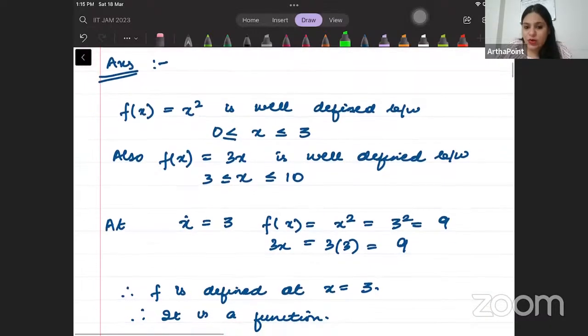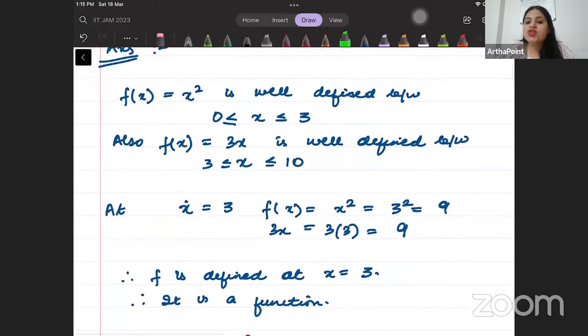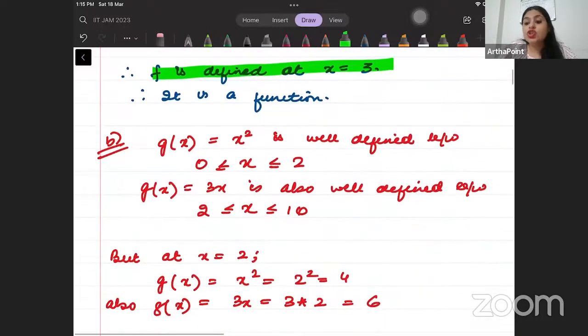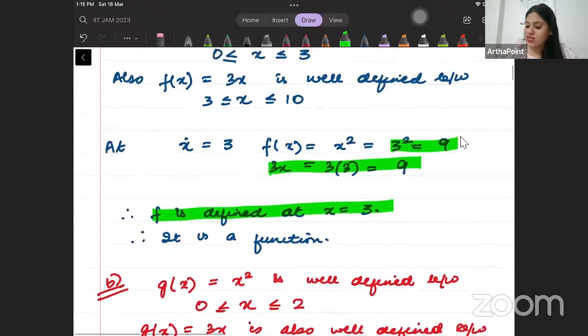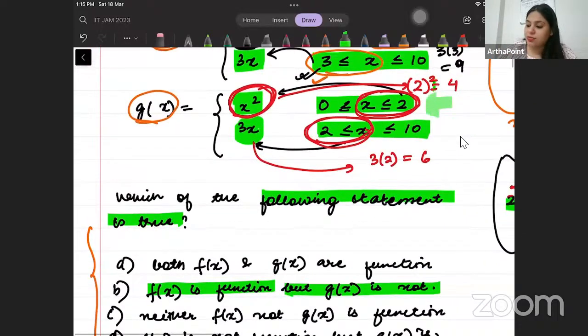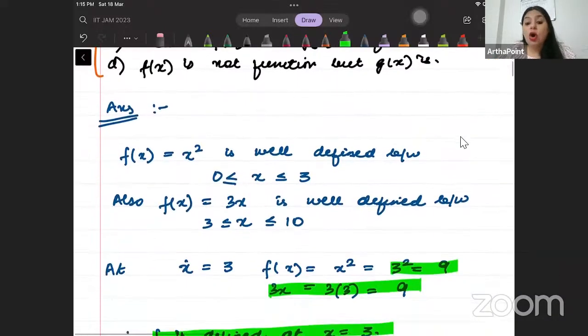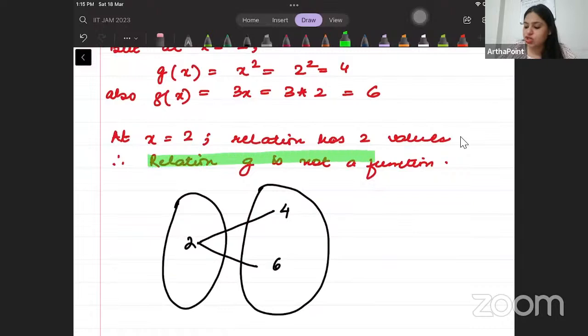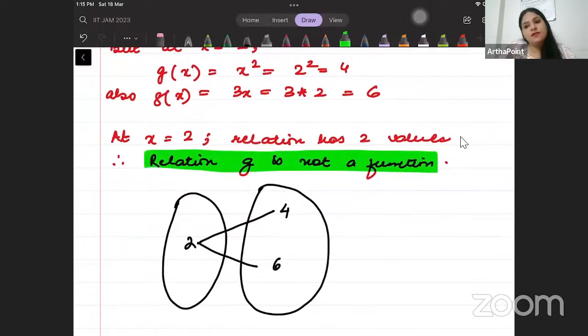So this is exactly what I have done here. I have tried to find the value at x equal to 3 in the first case. It gave me the same value, so it is a function. And in the second case, when I look at g(x), I find that this is not the same. At x equal to 2, because x equal to 2 is included in both, when I put it here, I get 4, but when I put it here, I get 6. I do not get the same value of the function. So this relation g is not a function.